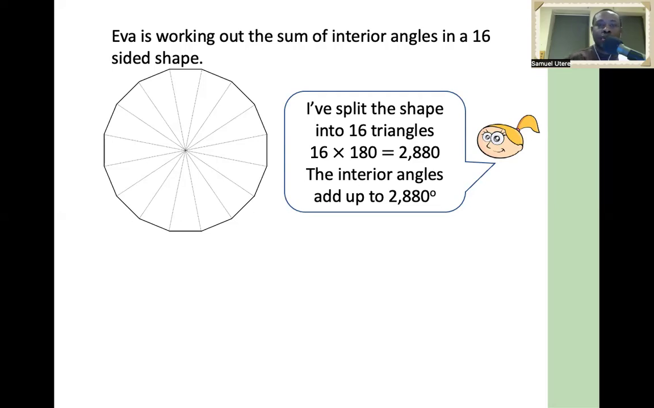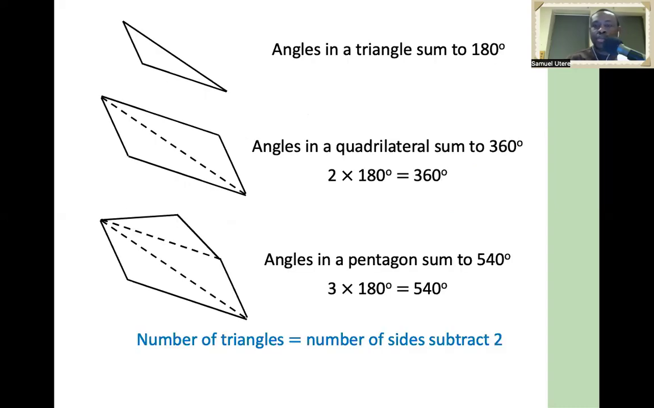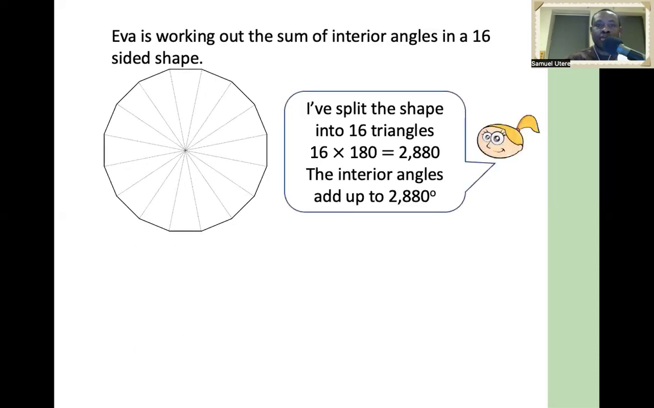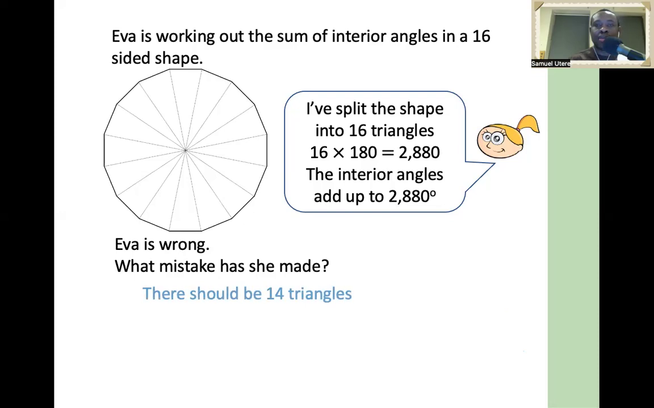Well, we learnt about this relationship just now, that the number of triangles is related to the number of sides subtract 2. So we should actually have 14 triangles. And to get the sum of the angles in the polygon, we simply multiply 180 degrees by the number of triangles we can get from the polygon. In this case, it's going to be 14 times 180 degrees.